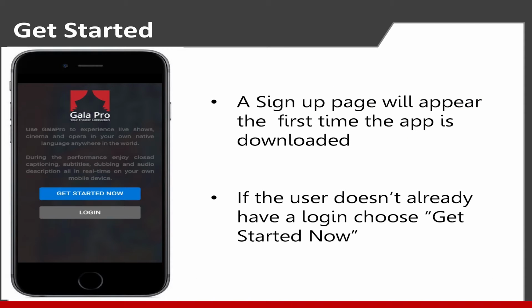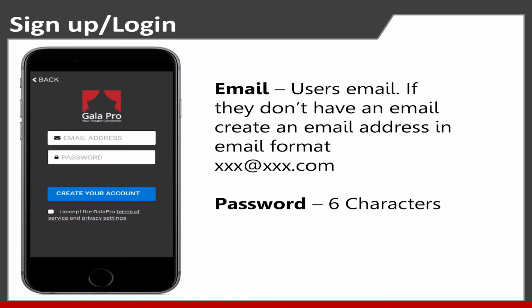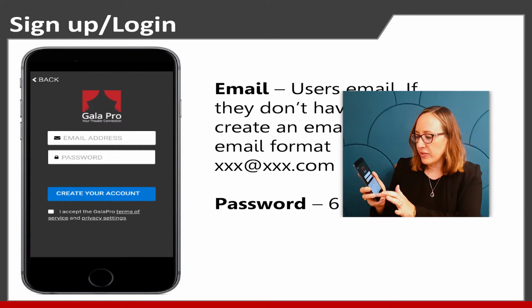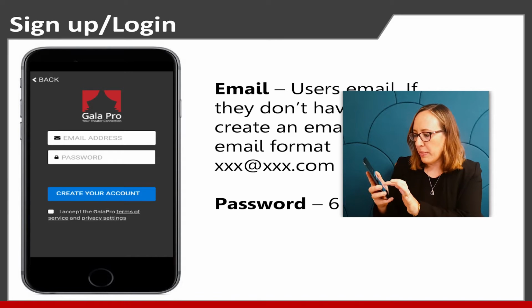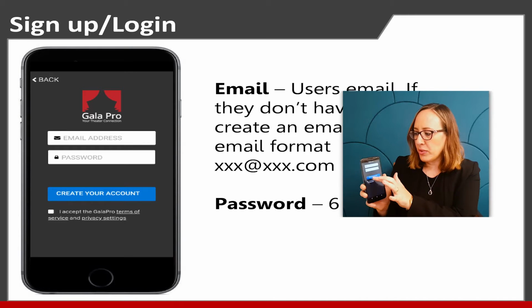After downloading the app, users are going to need to sign up for the first time or log in if they already have an account. All you have to do is choose the Get Started Now option, enter a valid form of email, and create a password that's 6 characters. Let's do that together. So my email is going to be yo@galapro.com, and my password will be 123456, and of course we have to create an account and accept the terms.